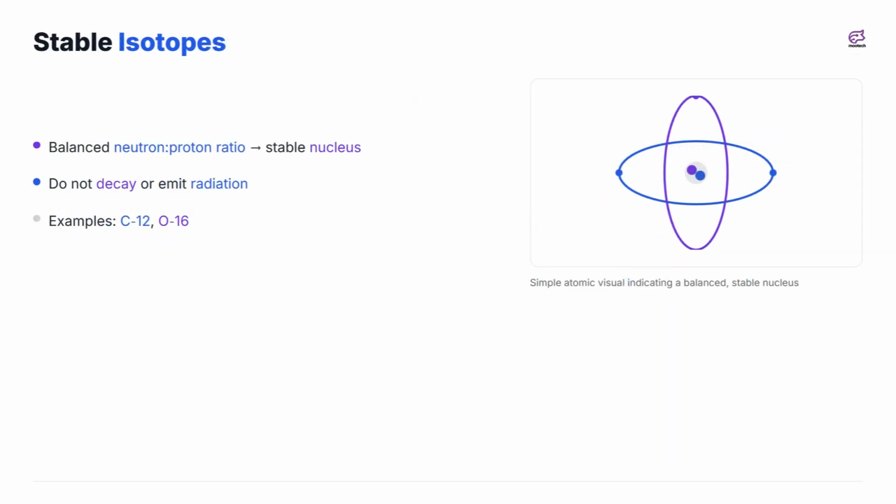As we continue, let's understand stable isotopes. These have a balanced neutron-to-proton ratio, which results in a stable nucleus that doesn't change. They do not decay or emit any radiation. Examples include the common carbon-12 and oxygen-16. A simple atomic visual here indicates a balanced, happy, and stable nucleus.